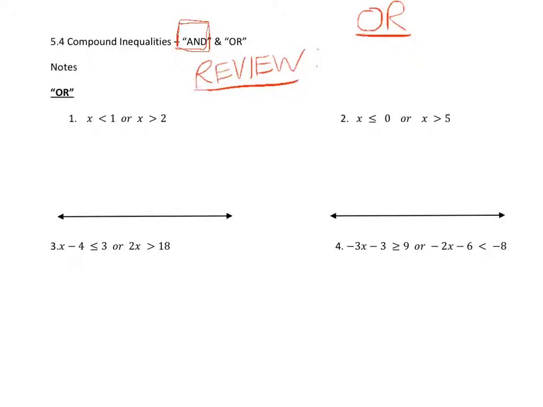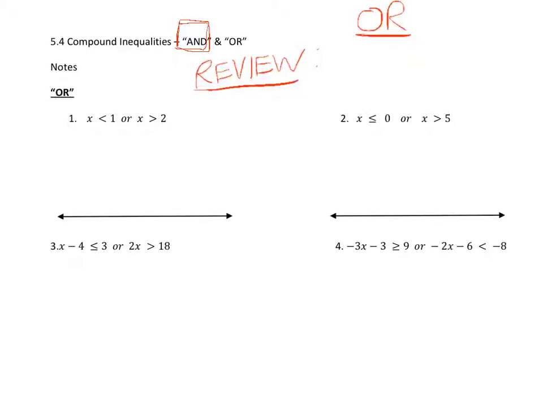Now, think of it. I'm going to give you something that's not even math related. If I told you that you had to clean your room or you had to eat dinner, that means you could do either one, okay? If I said, hey, you have to clean your room and you have to eat dinner, then you have to meet both criteria. So that's what we're going to do today.